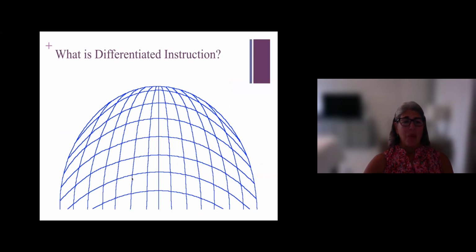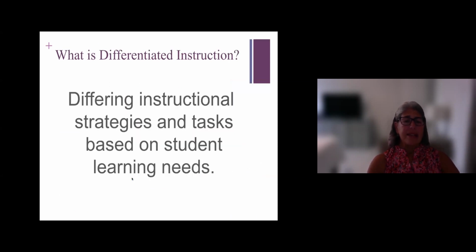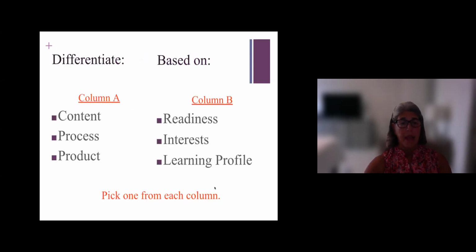So what is differentiated instruction? It basically is differing the strategies and tasks based on student learning needs. So considering your students in the class or whoever it is that you're teaching or coaching or working with, and saying, what do they need? And differing what you're doing with them to match their needs so that we're not going to just treat everyone the same because not everyone is the same. Remember, I mentioned the components are readiness, interests, and learning profile. So it's based on these differences that we can change these things.